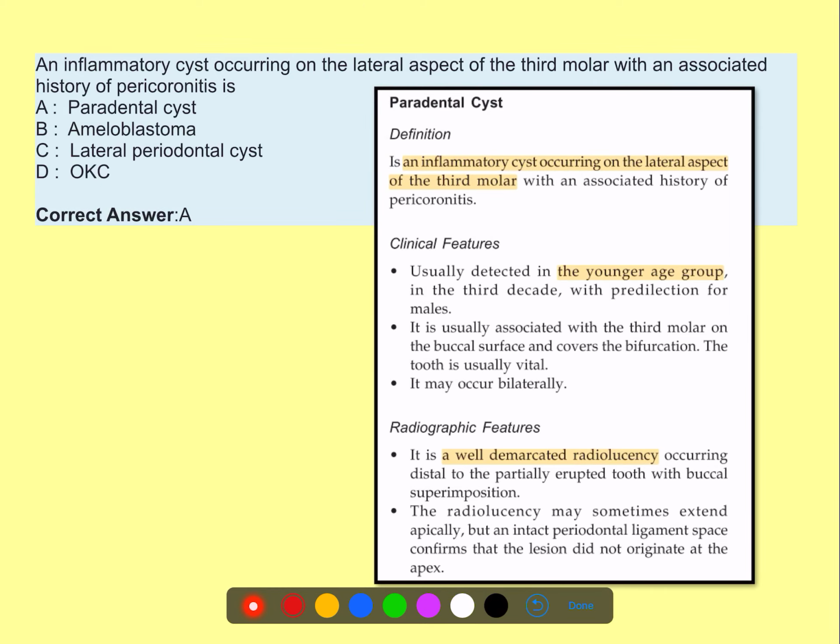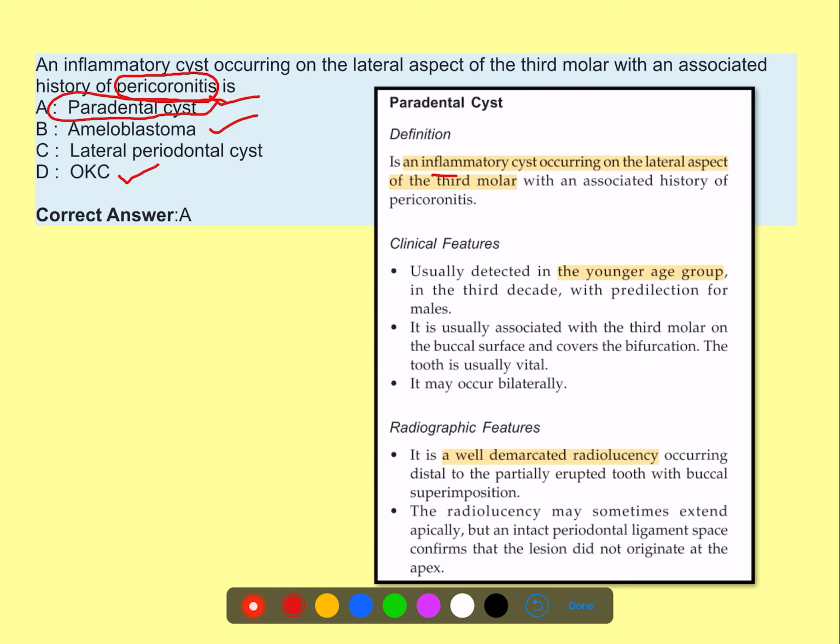An inflammatory cyst occurring on the lateral aspect of the third molar with an associated history of pericoronitis. You have to note here the important thing is the history of pericoronitis, and the other two things, ameloblastoma and sometimes OKC, are also associated with unerupted teeth. But for pericoronitis, there is a cyst called paradental cyst.